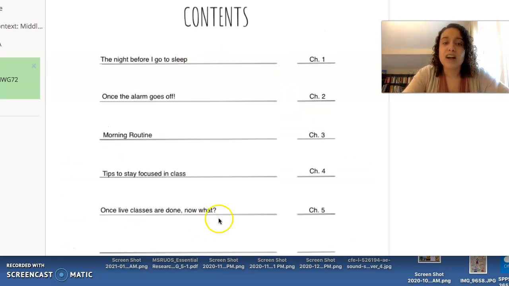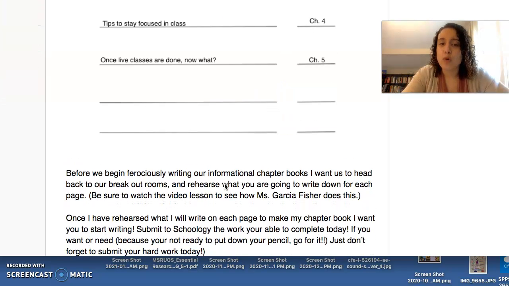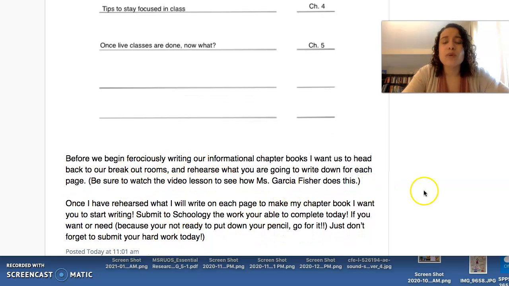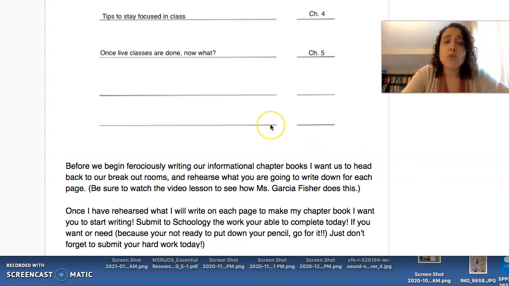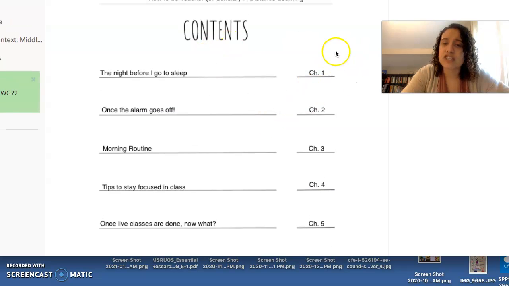Once you have your table of contents ready and you've shared with someone in your home or came to class, even before we start writing our books, I want us to start rehearsing what we're going to write down for each chapter. So it's important that when I put you in the breakout room once again, or hopefully you can share with a family member or someone with you, what are you planning on writing about for each chapter? What is your vision? What are your thoughts going to be for that chapter, so that when it comes to writing time, you're ready to go?